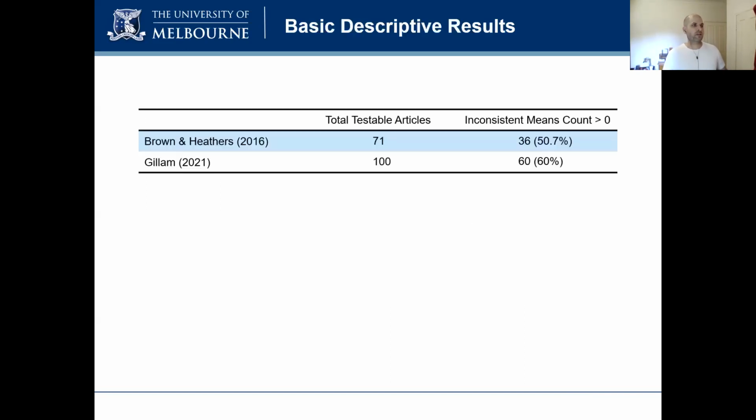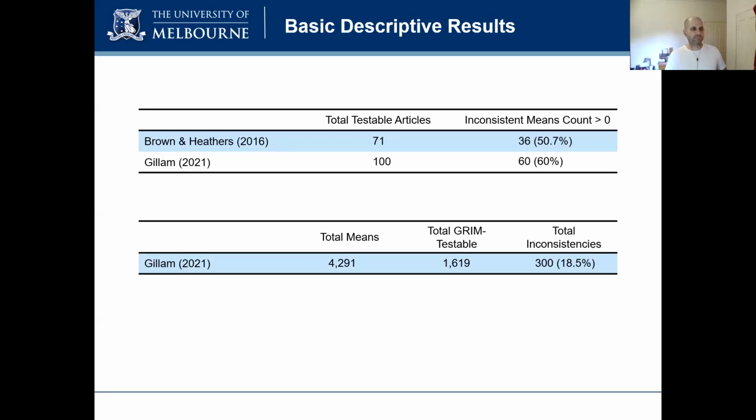So the findings: Brown and Heathers, in their sample set, which was drawn from 3 high impact factor journals in social and personality psychology, found that 50% contained at least 1 inconsistent mean. I randomly sampled from a set of 103 journals and from many different fields in psychology. And I found of the testable articles with testable data that 60% had at least 1 inconsistent mean. So overall, I was able to find about 1,600 testable means, and 18.5% of them were inconsistent.